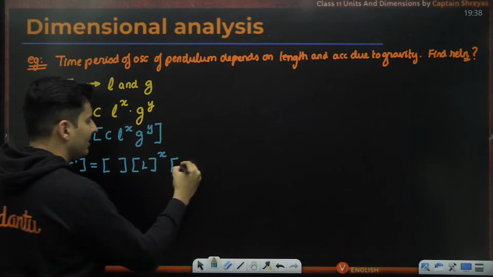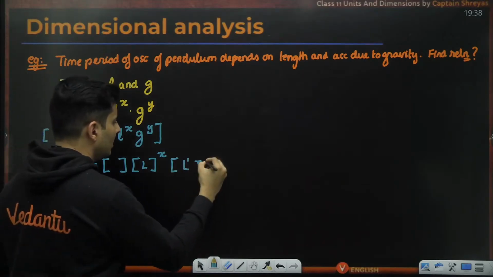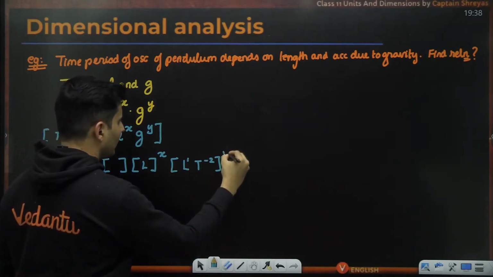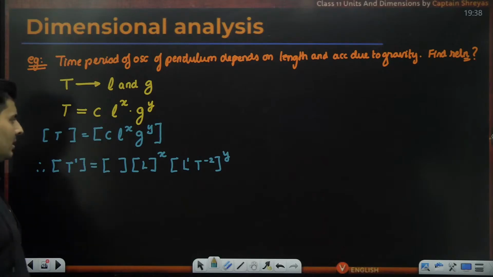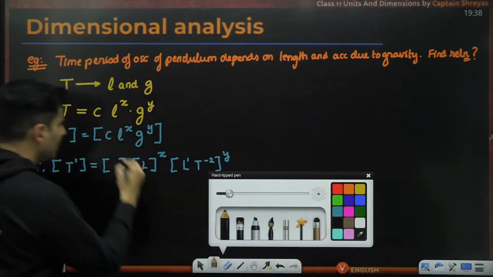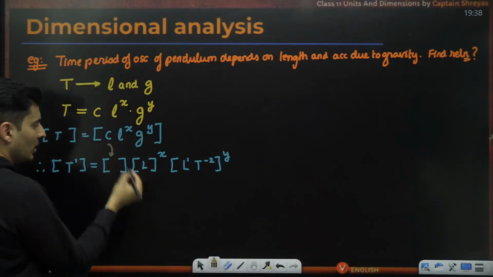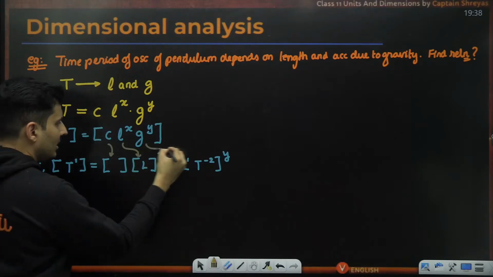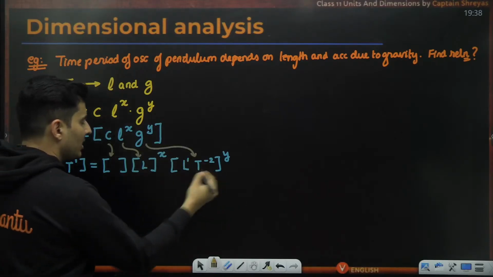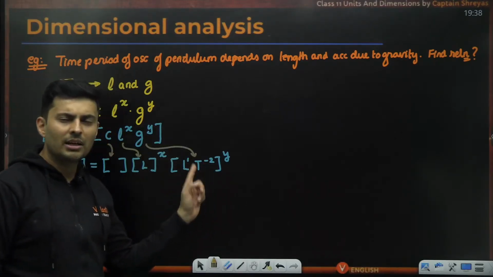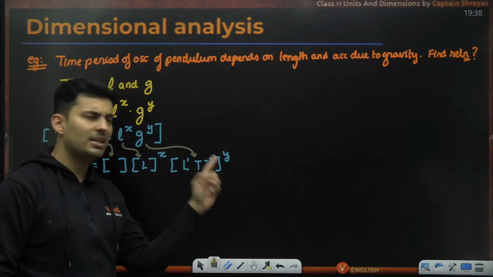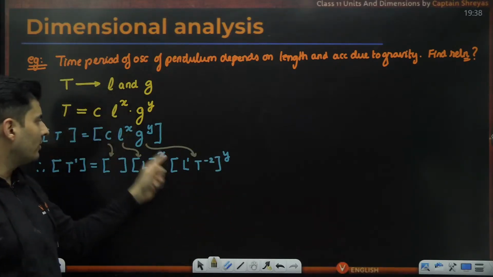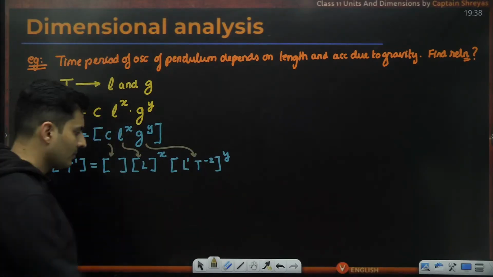Acceleration due to gravity, guys, what is it? Length raised to 1, t raised to minus 2, the whole thing raised to y. Did you understand how this came? This is the constant's dimension, which is no dimension. This is length's dimension. Acceleration's unit is meters per second square. So meter means length, per second square means time raised to negative 2. Do not forget those powers, keep it as it is.